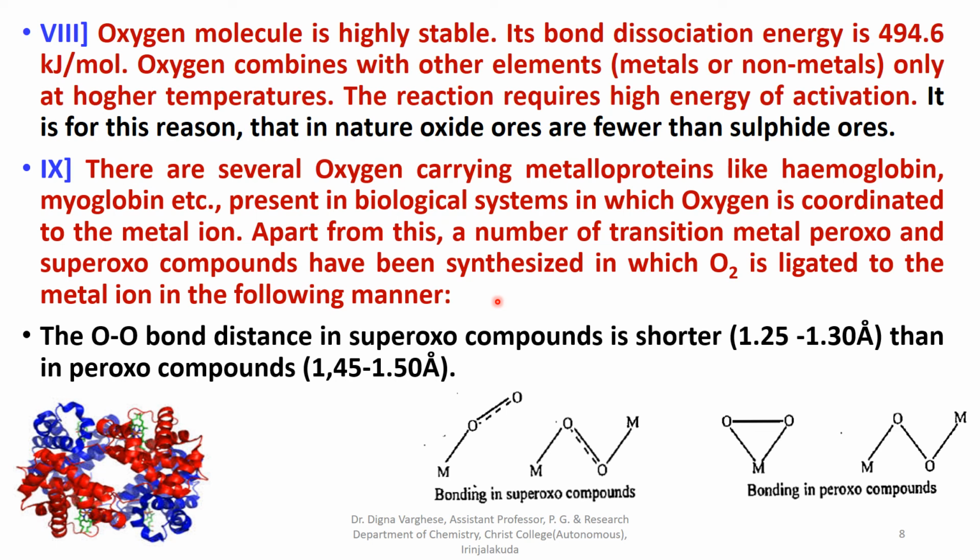Oxygen molecule is highly stable because of its high bond dissociation energy, and oxygen carrying compounds such as metalloproteins, superoxo and peroxo compounds exist. Because of its high electronegativity value, it shows hydrogen bonding, so its hydride, the water molecule, exists as a liquid and has a high boiling point. Oxygen molecule is paramagnetic in nature.